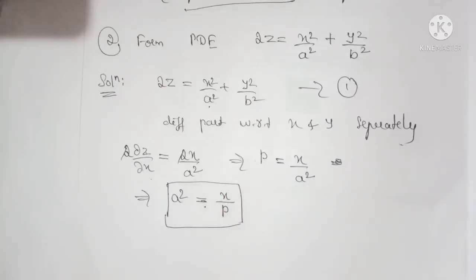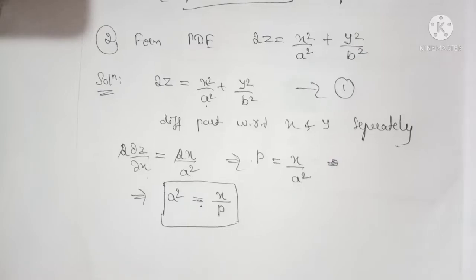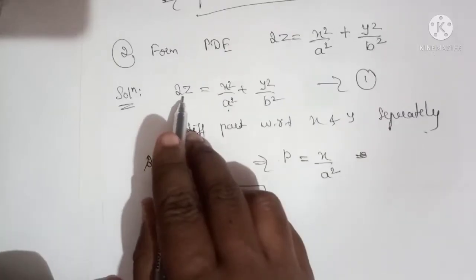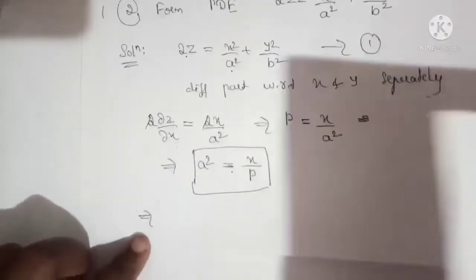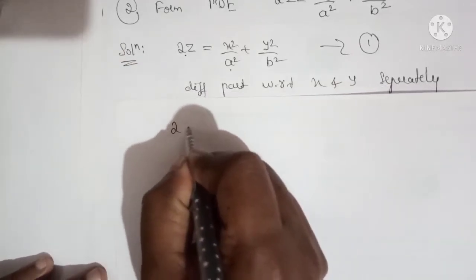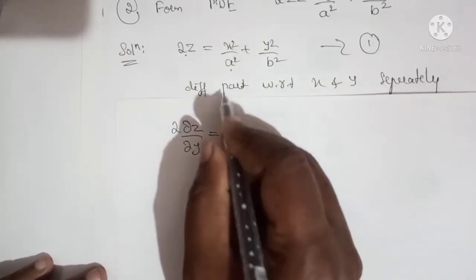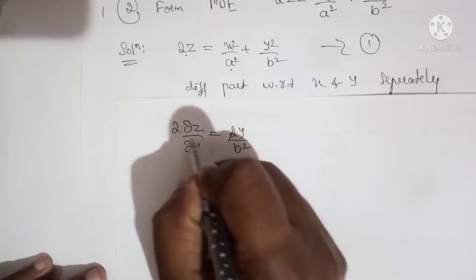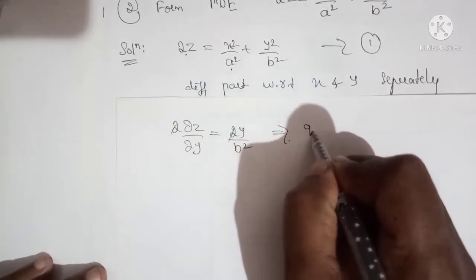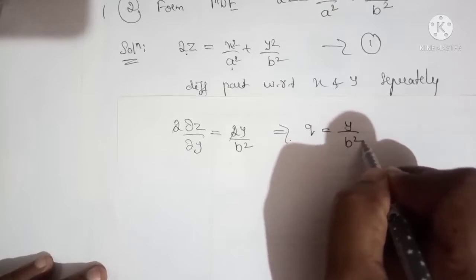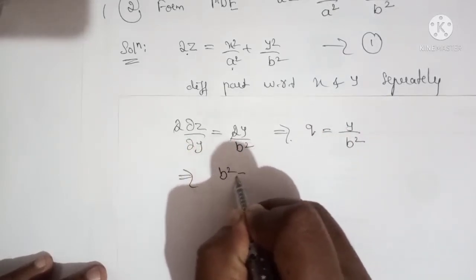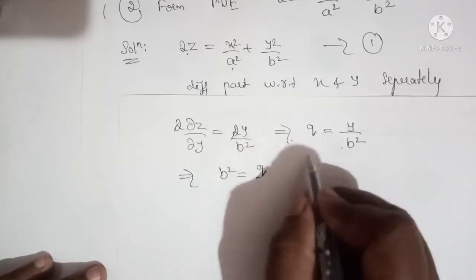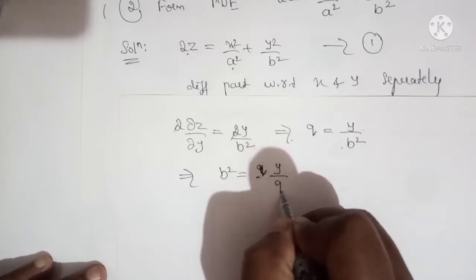So next we differentiate partially with respect to y. So differentiating partially with respect to y, we get 2 as it is, dou z divided by dou y, and its differentiation will be 0. Y square differentiation is 2y divided by b square as it is. 2 gets cancelled. Dou z by dou y means it is q equals y divided by b square, or else you can write it as b square equals y divided by q.